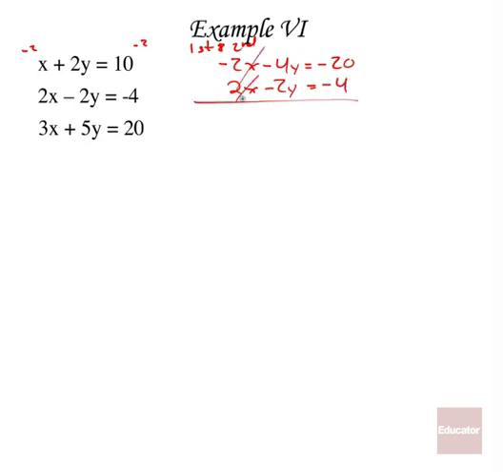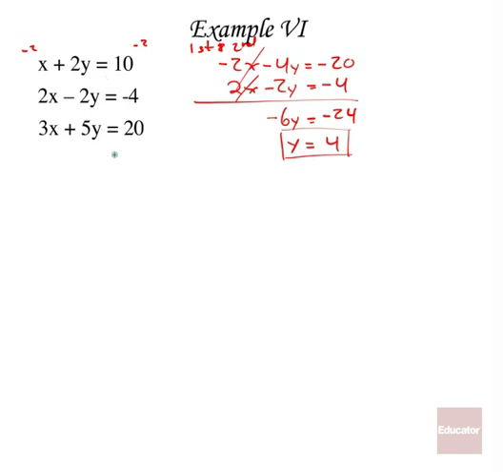When we add, the x's cancel. We're left with minus 6y equals minus 24, and then we're left with y is equal to 4 again. So that's just the same thing that we had before.